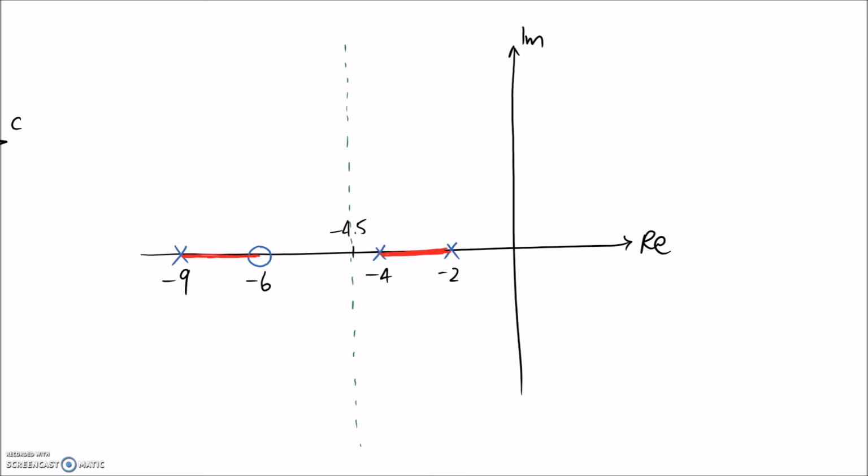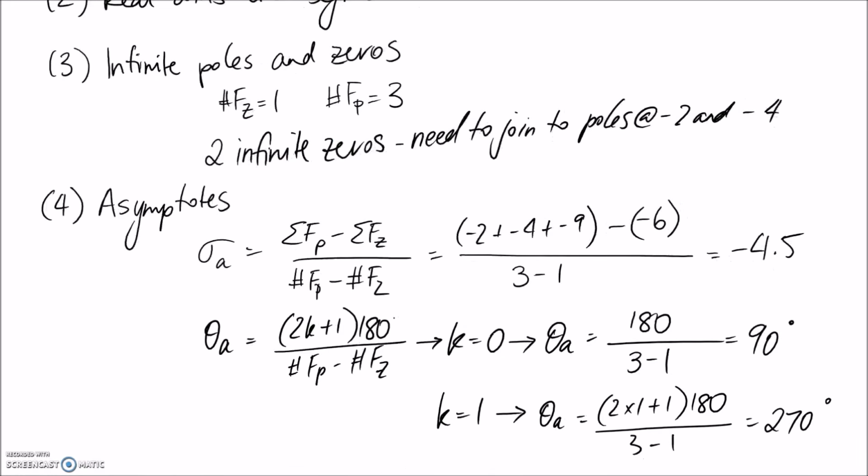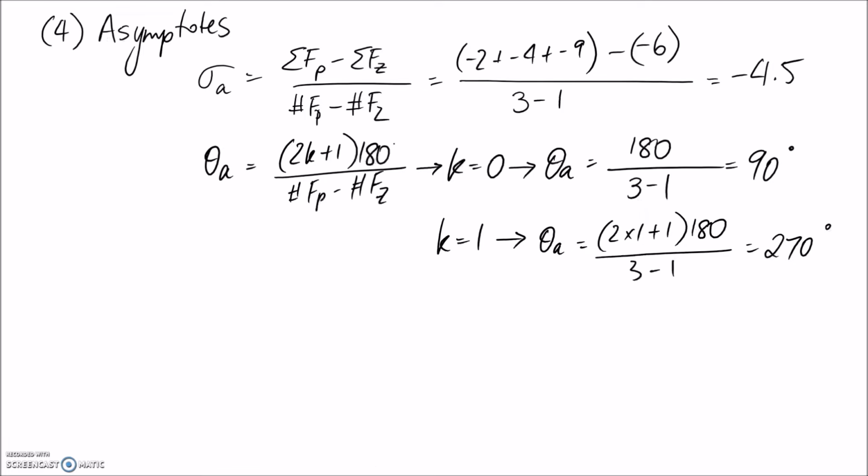Alright, so now what we need to do is work out where our root locus breaks out of this axis and subsequently then approaches the asymptote line that we've just drawn. So that's step 5. So again, we have an equation for this.